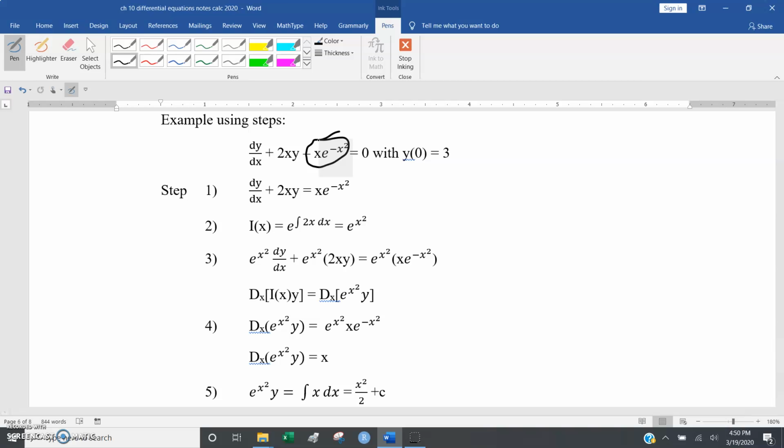Your second step is to calculate your integrating factor. The integrating factor in this case is e to the antiderivative of 2x dx, which is just e to the x squared.